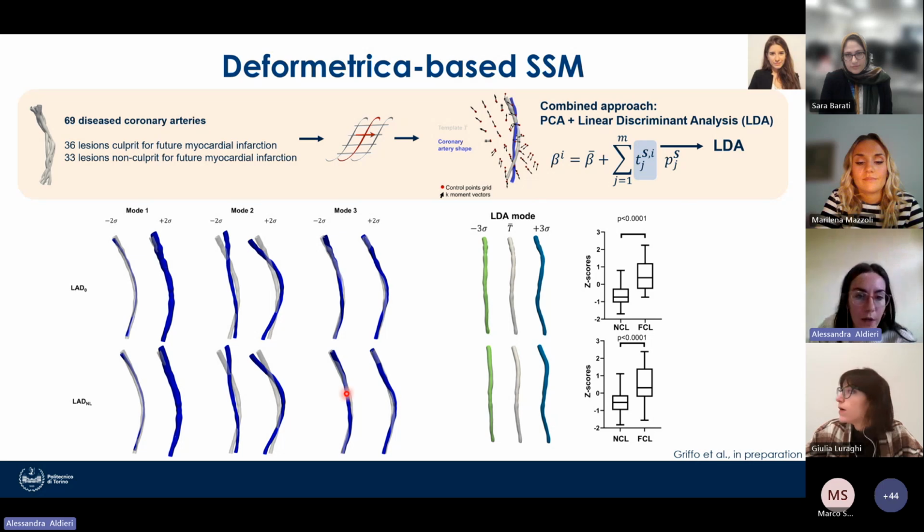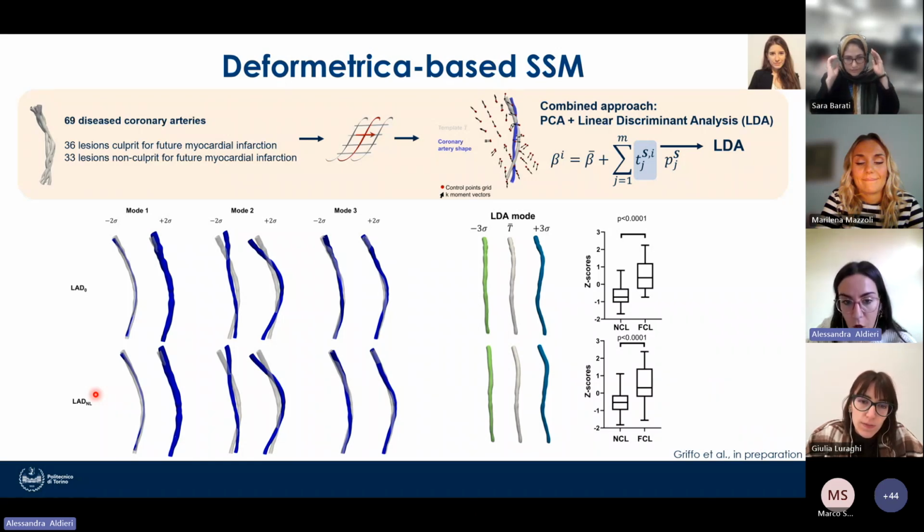Here you can have an overview of the results we got so far. Interestingly, we decided to use either the cohort as it was, so the original cohort, and then also to remove the main stenosis from these vessels, because we were interested in understanding if there were other features, of course the geometric features, not related to the stenosis itself, which could be predictive of the myocardial infarction.